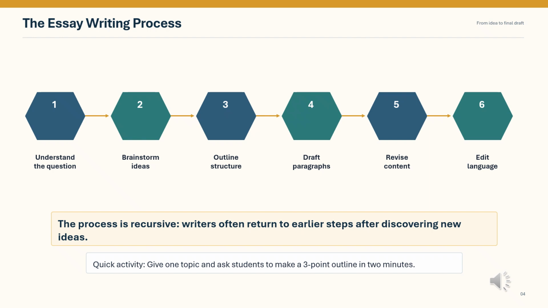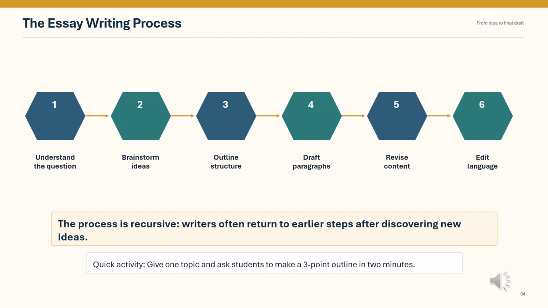The third step is to outline the structure. Now decide what will come in the introduction. What are the points that you will include in the introduction? What are the points that you are going to include in the body paragraphs, and how many paragraphs you are going to use? And conclusion. The fourth step is to draft the paragraphs. This is the first version of your essay actually. It does not have to be perfect.